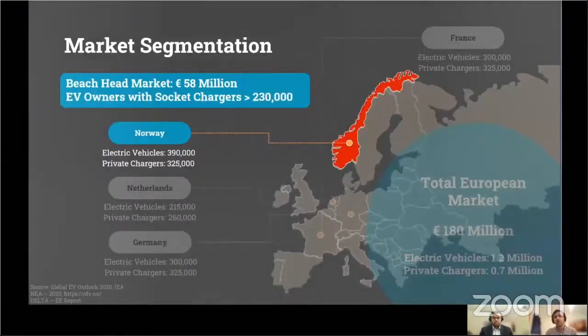Now let's talk about the market a little bit. We want to start from Norway, because in Norway, we observed that the EV owners who don't have smart chargers at their homes amount to about 230,000 EV owners.